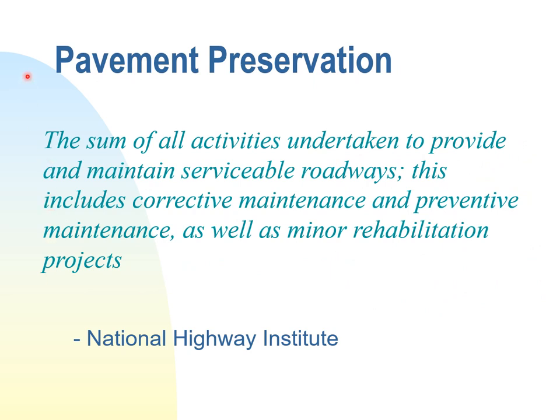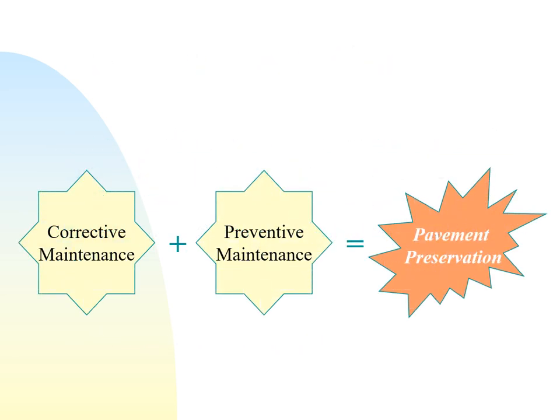Here comes pavement preservation: the sum of all activities undertaken to provide and maintain serviceable roadways. This includes corrective maintenance and preventive maintenance, as well as minor rehabilitation projects. This definition is according to the National Highway Institute. So we can say that corrective maintenance plus preventive maintenance is equal to pavement preservation.